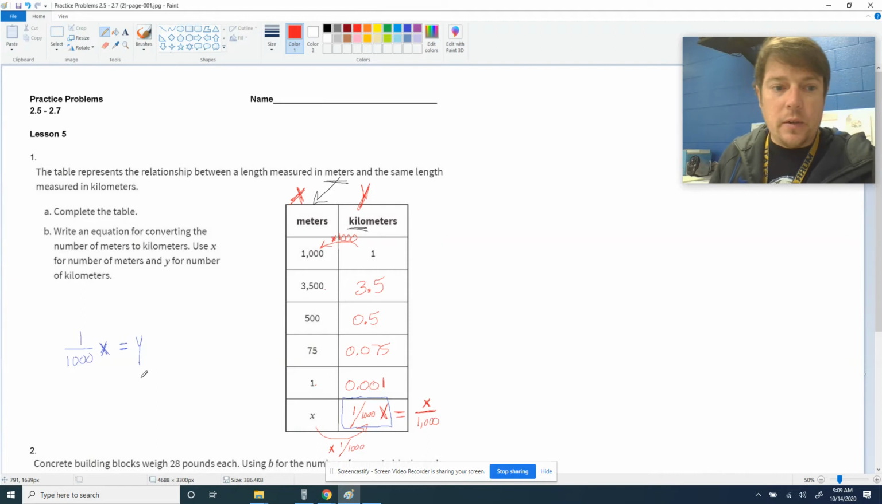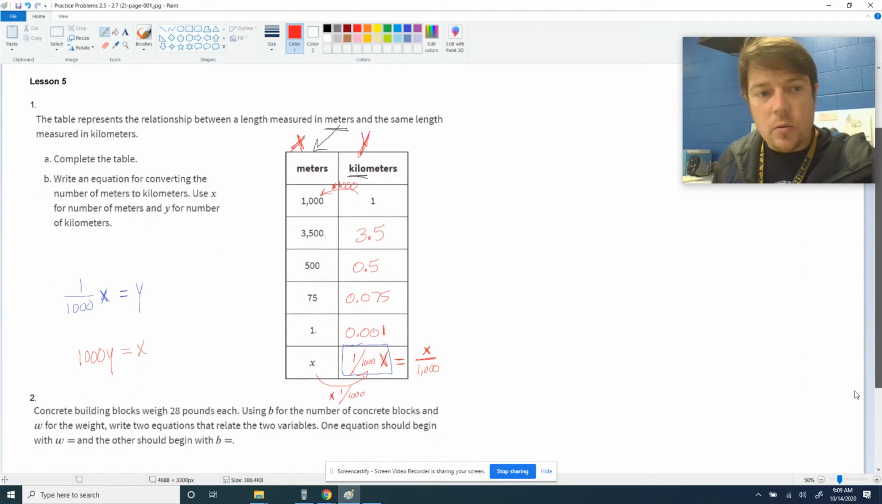And like we've been learning this week, we can swap those letters and use the reciprocal. You also could have written 1,000 times y equals x. Both are acceptable for those problems.